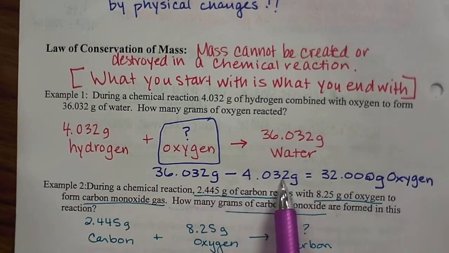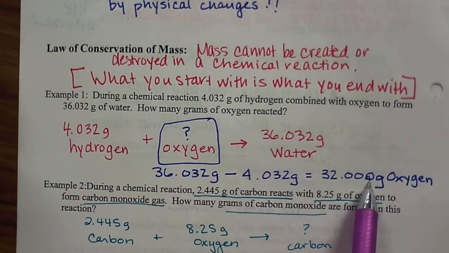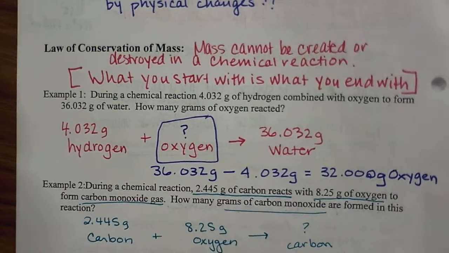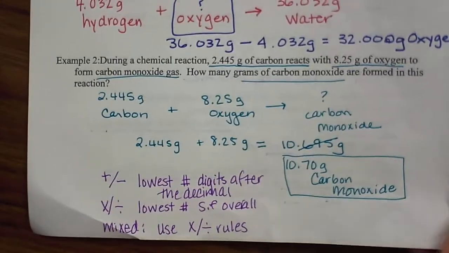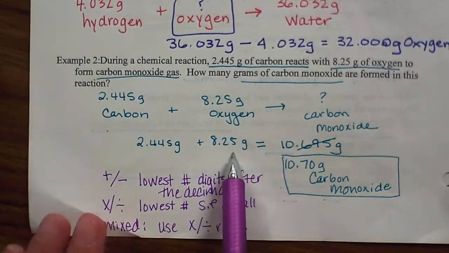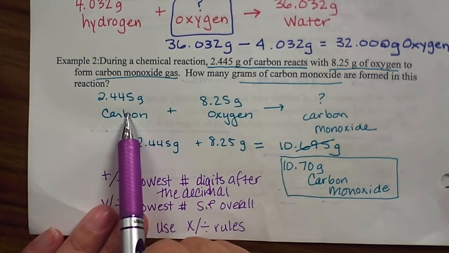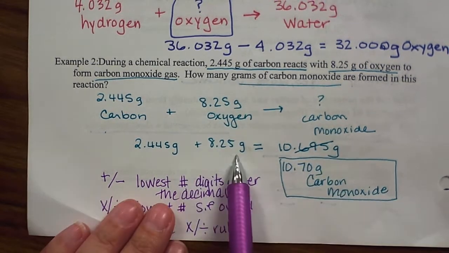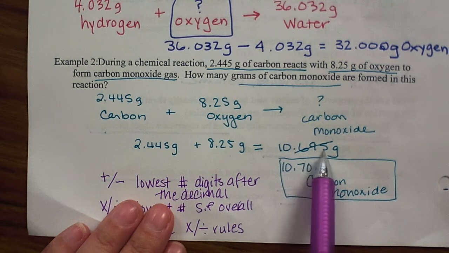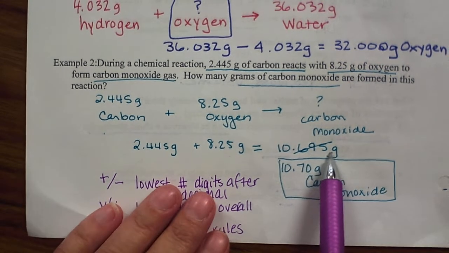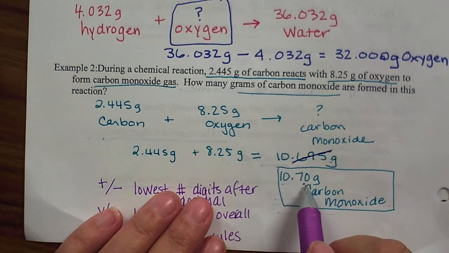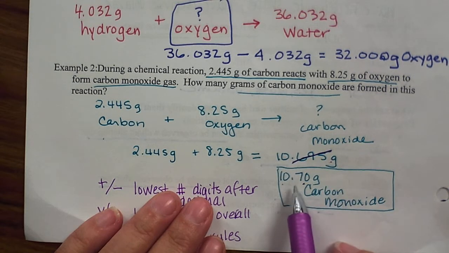This is the law of conservation of mass and matter. Notice the significant figures: 3 behind the decimal, 3 behind the decimal, and 3 behind the decimal. Next is a sample problem that the kids did today in class on their own. They took 2.445 grams of carbon plus 8.25 grams of oxygen, and you add them together. You get 10.695 grams of carbon monoxide, but as we know, we're going to end up with 2 places behind the decimal because of the sig figs rule that we apply. So we get 10.70 grams of carbon monoxide.